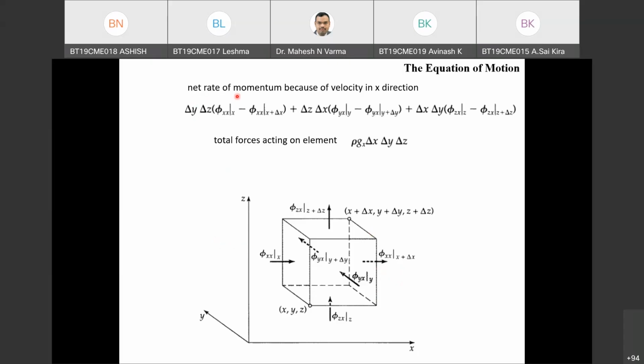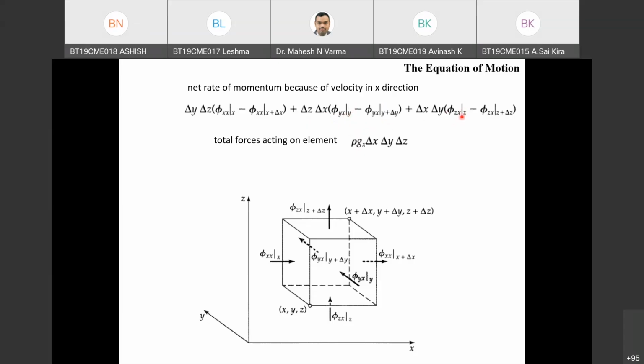So net rate of momentum because of velocity in x direction. I am taking the x momentum balance. You can see this is the rate of momentum coming in, this is the rate of momentum going out, and these are x components, and the surface area will be delta y delta z. Similarly, this is the rate of momentum coming in and this is the rate of momentum going out, y component, and delta z, delta x is the surface area perpendicular to this y direction.